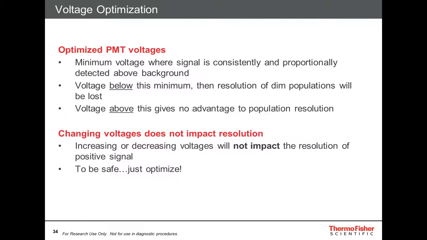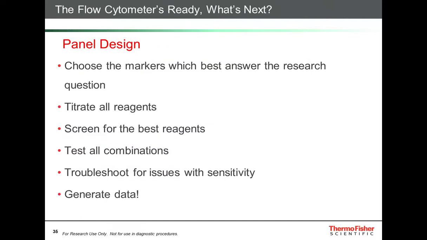If I do this on an Attune NXT with the hard dye beads, it takes me about an hour. I throw the numbers into Excel, and it's very easy. Okay, so now we have our flow cytometer ready. What's next?